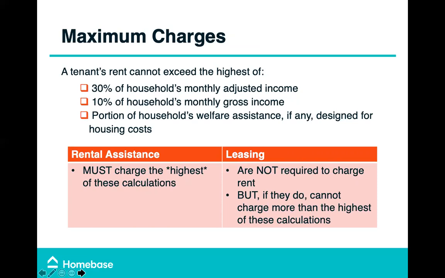So again, in order to know what each of these numbers is, your program's going to need to make some calculations. You're going to need to know the household's monthly adjusted income, the household's monthly gross income, and any portion of their welfare assistance, if any, designated for housing costs. The next slides will outline the steps to calculate the first two of these. These calculations will use income or expenses which the household anticipates receiving or expending in the 12-month period following the effective date of the income certification. So that's the time period that you're talking about.